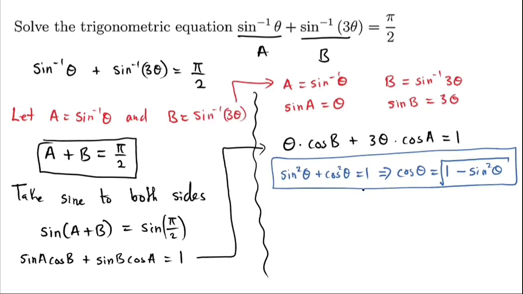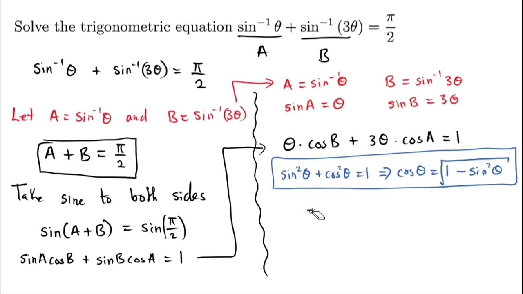So if that's the case, I'm going to replace the cos B and the cos A with this expression. So this means that what we'll have will be theta multiplied by cos B. But remember, sine B is 3 theta. So this will be the square root of 1 minus sine square B. Let me make sense out of this. You might get confused just here.